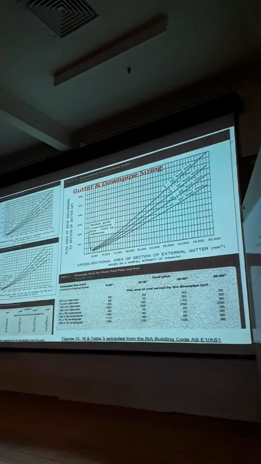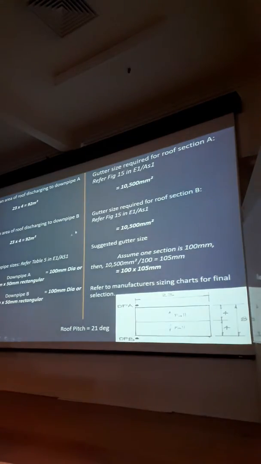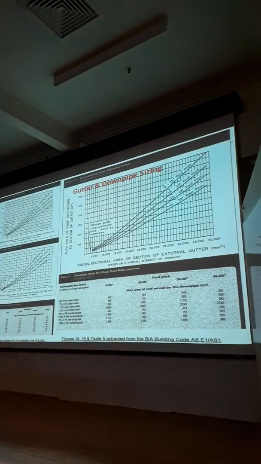So that was the point where we pulled off this point, and at this junction here, we have 10,500, which was the cross-sectional area of the external gutter based on the intensity, and that was applied. That gave us this answer here, the gutter size required. Okay. Sorry, go back to the downpipes. So that was the gutter size required. Jumping around a bit, my apologies.